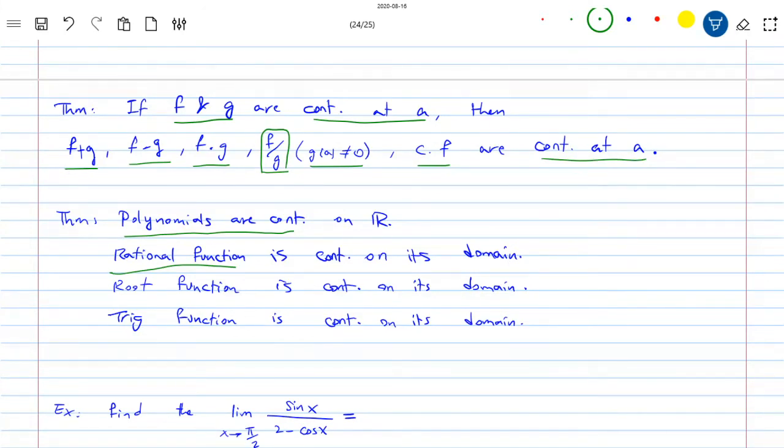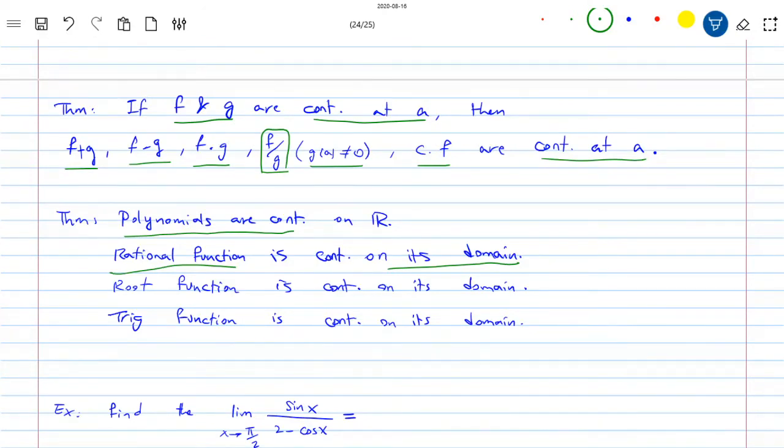So the only thing that you need to check if you're dealing with a rational function is to figure out where the denominator is 0. If the denominator is 0, that point is undefined for the function. So what we can say is, okay, the function is continuous everywhere in its domain. The points that do not belong to the domain, you have a discontinuity.